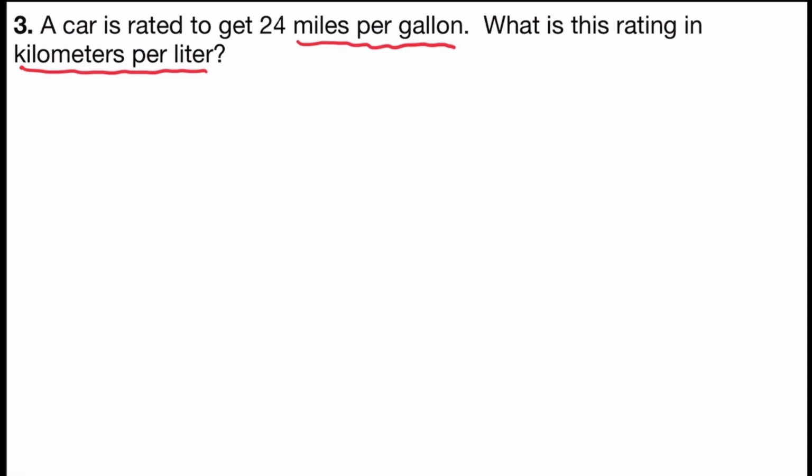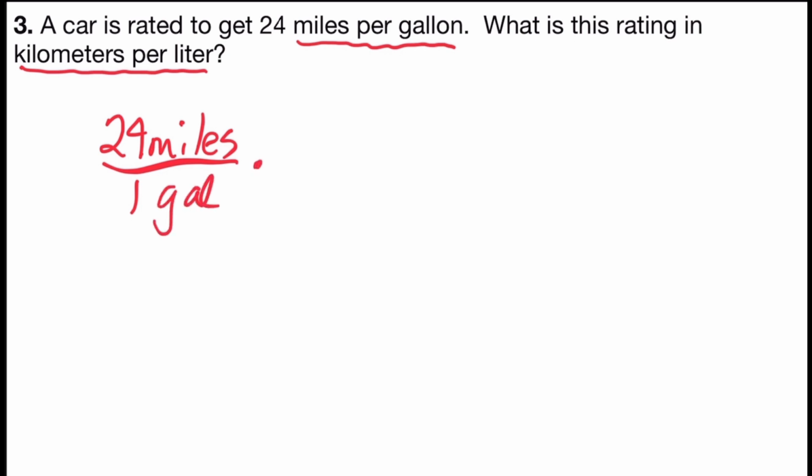So I can use a factor label method or dimensional analysis to get from one set of units to the other set of units. So I'm going to start with the information that I have, which is 24 miles per every 1 gallon. And now I'm going to multiply by a series of forms of 1, values of 1 in different ratios, in order to divide out the units that are there and move over to the units that I want. So I want to move from miles to kilometers and gallons to liters.